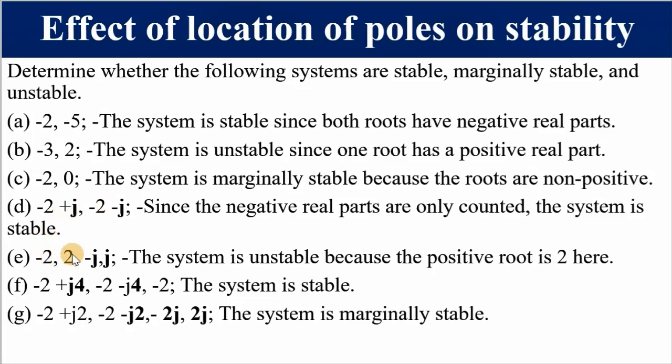-2, take note that we've got a 2 there. So because of this positive real part, we say the system is unstable. -2 plus j4, -2 minus j4. Because of -2, the system is stable. -2 plus j2, -2 minus j2, 2j, minus 2j. This system is marginally stable. Why? Because of the 0 real part there.